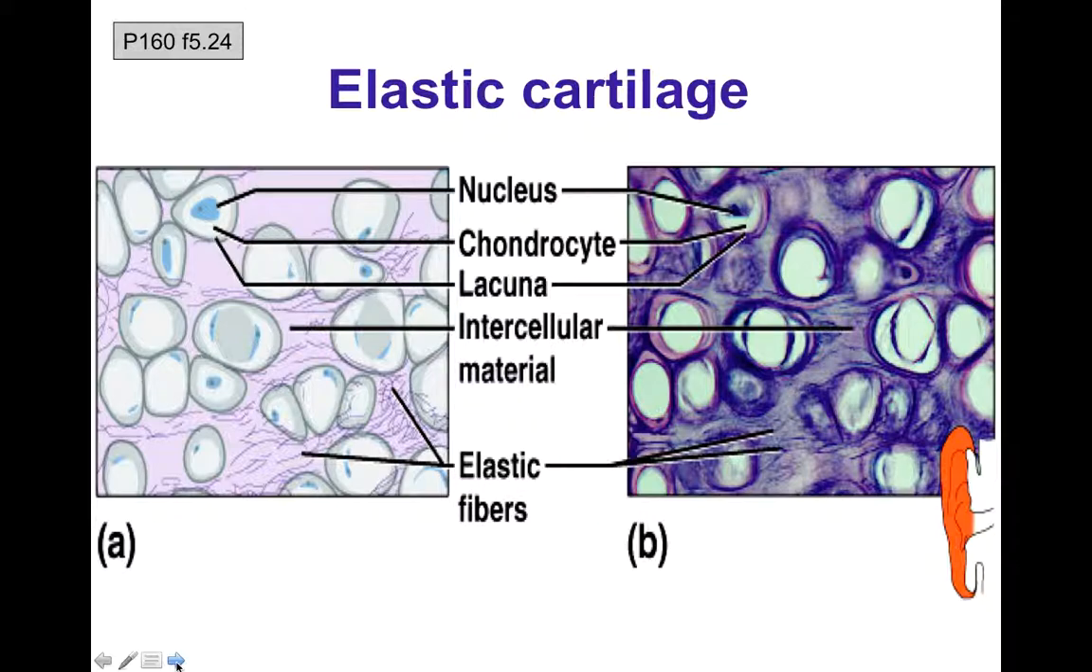Elastic cartilage is more elastic. We have the elastic cartilage in our ears, for example. So your ear can be bent over and go back to its original shape. And you see you still have the chondrocytes in here, but then lots of elastic fibers in that elastic cartilage.